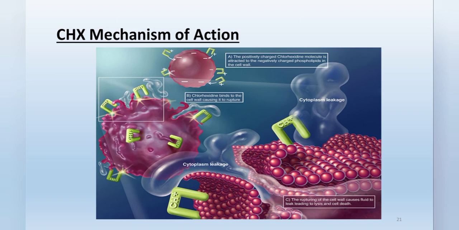How does it act? The positively charged chlorhexidine molecule is attracted to the negatively charged phospholipids in the cell wall. Chlorhexidine binds to the cell wall, causing it to rupture, and it will cause leakage of fluid from the bacterial cell, which leads to cell death. The mechanism of action is very easy. Chlorhexidine is positively charged. It binds with the negatively charged bacterial cell wall and causes lysis.